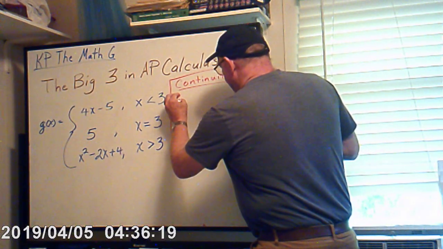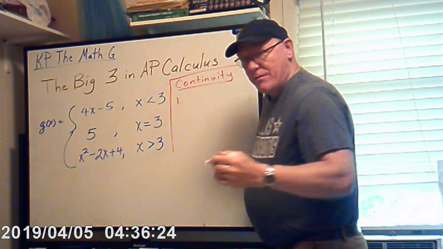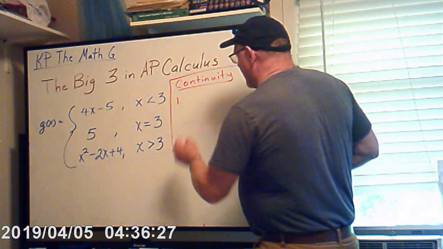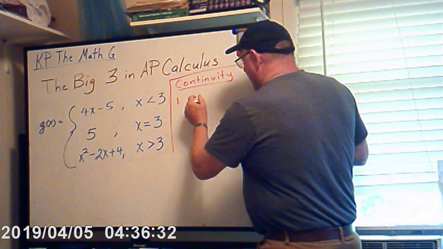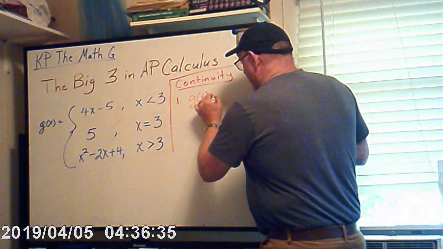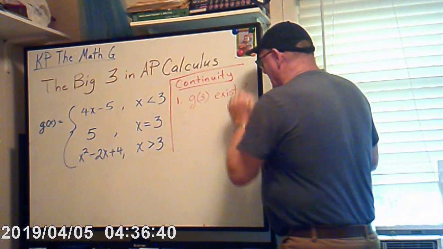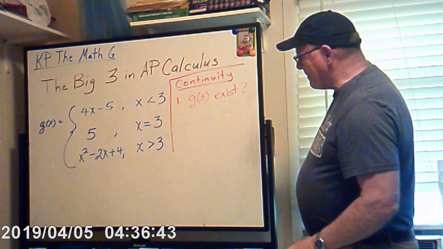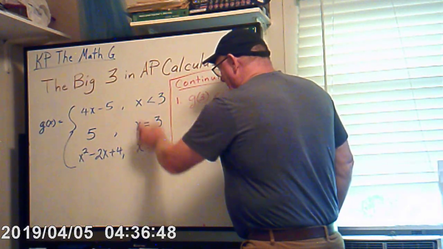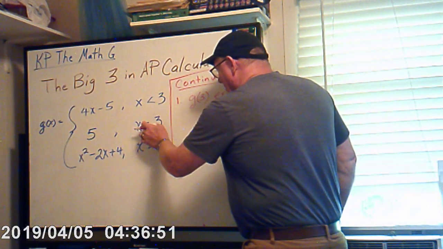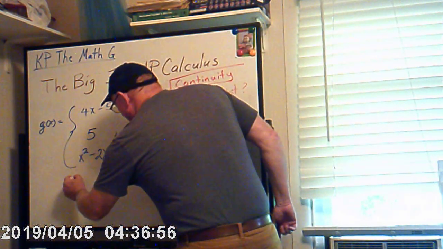Number 1, and we talked about it before, so you can look at the previous videos and see, but let's go ahead and look at it again. g at 3, now we're looking at 3, right? Does g at 3 exist? Is there a number for that? Well, let's look at that. Now, when I say g at 3, I don't want something less than or greater than 3. I want something that's equal to 3.